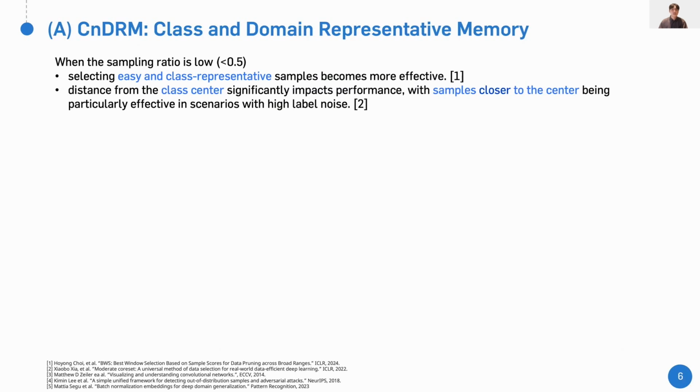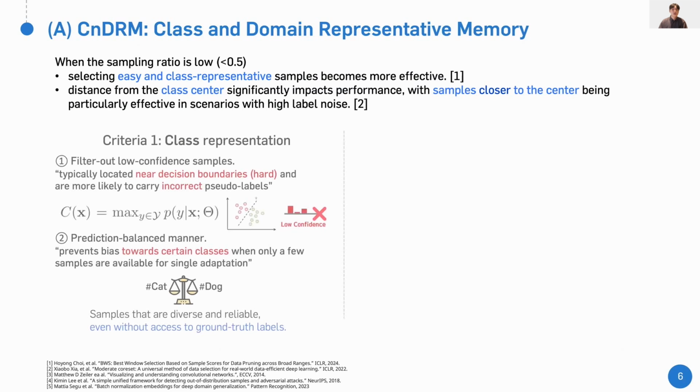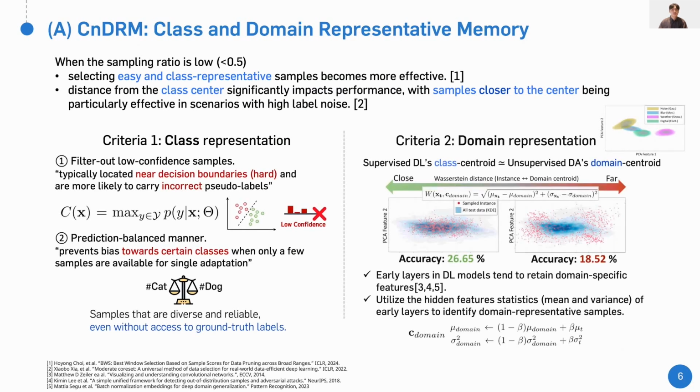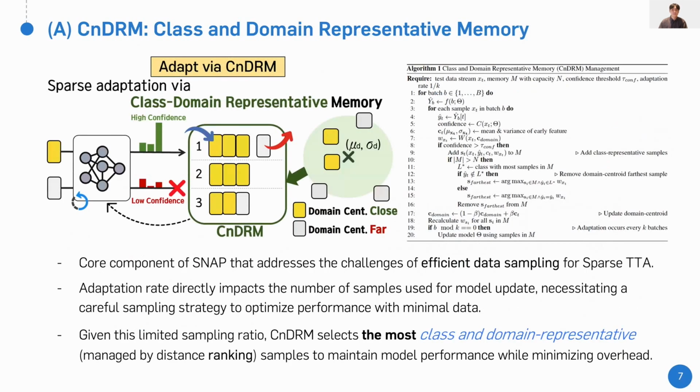Under sparse updates with limited data, the key challenge is selecting the most representative samples for adaptation. To do this, we rely on 2 complementary criteria. First, we favor high-confidence samples while maintaining prediction balance. This prevents error propagation from incorrect pseudo labels and keeps adaptation stable. In addition, we estimate how well each sample reflects the target domain by measuring its distance to the domain centroid. This lets us retain samples that best capture the current distribution.